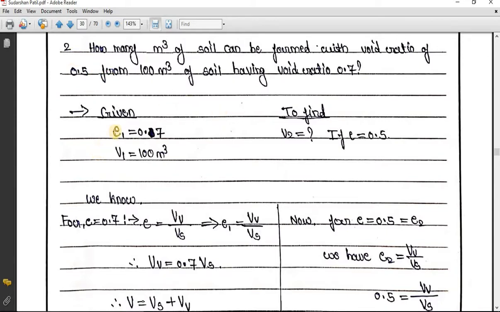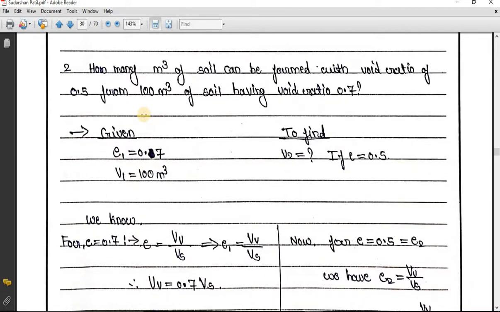You can see over here, in the first case I am going to consider the void ratio as E1 and the volume as V1. So what I have to find is V2, when E is equal to 0.5. You can observe one thing here: other than E and V they have not given any data. So there is a trick to solve this type of problem.